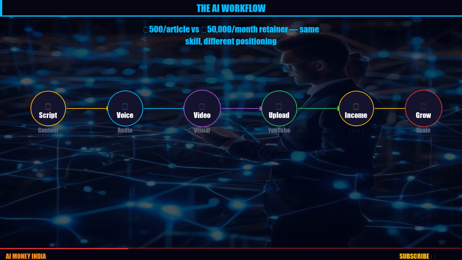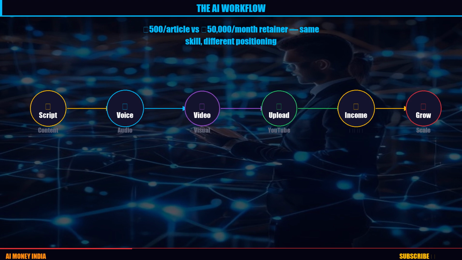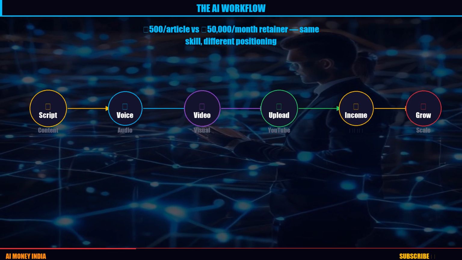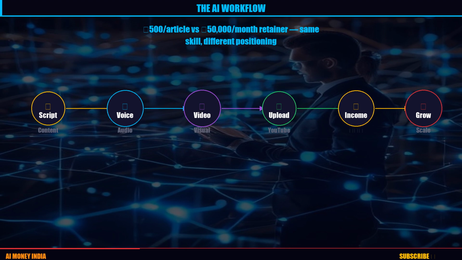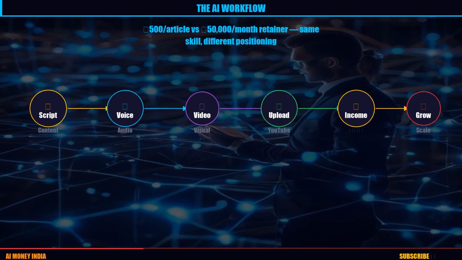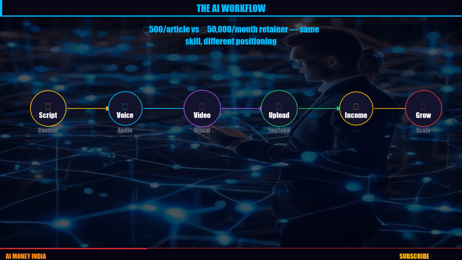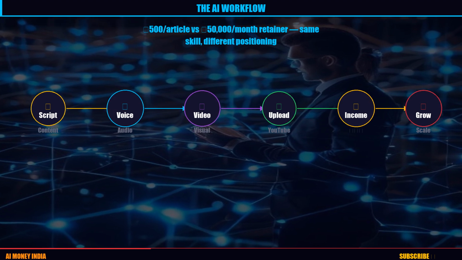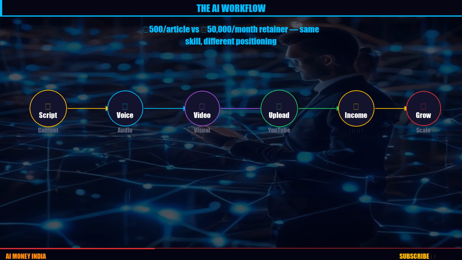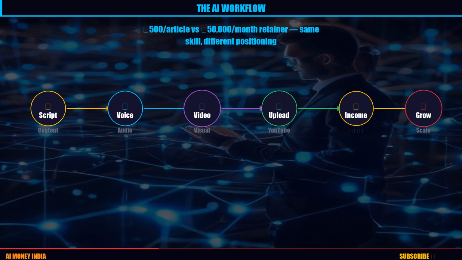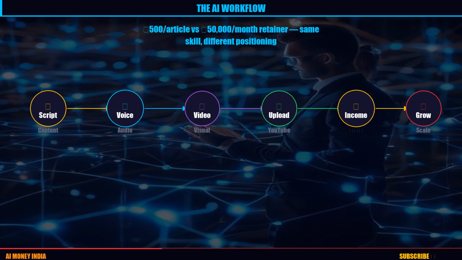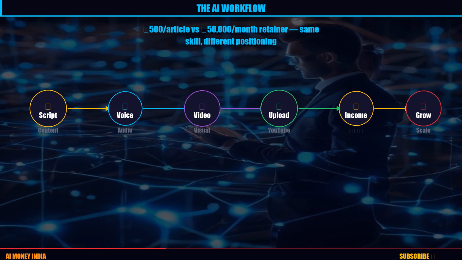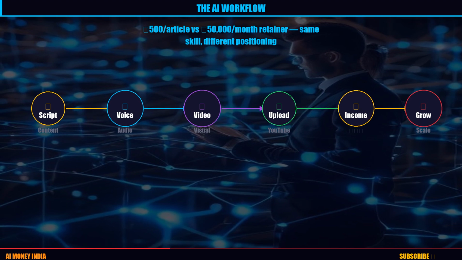The biggest mistake that people make is to use ChatGPT like Google. Ask one question. Get one answer. Close. This doesn't help. The right way: treat AI like a project partner. Give it context. Give it background. Give it goals. Come again: 500 rupees per article versus a 50,000 rupees per month retainer.